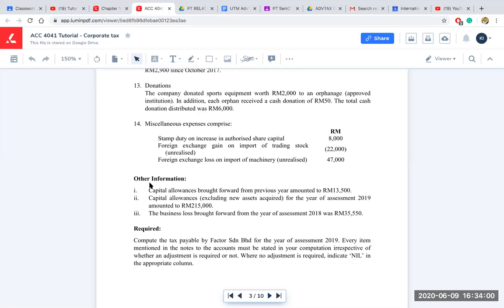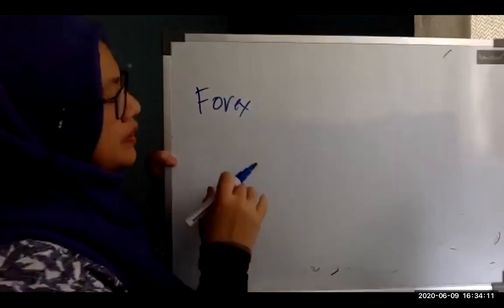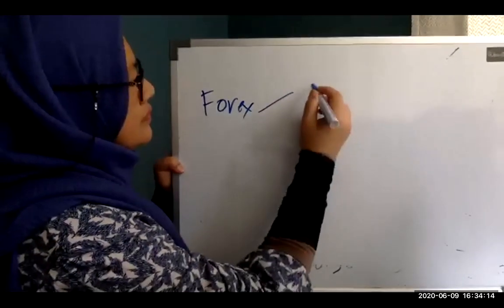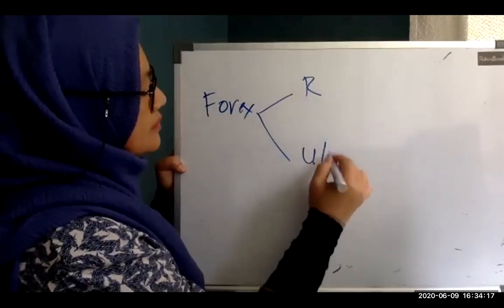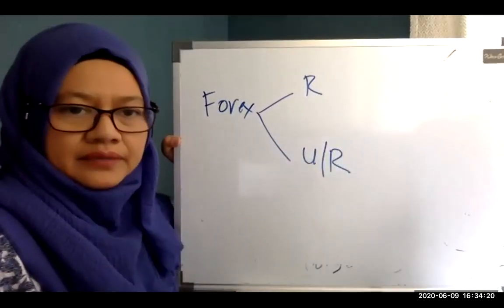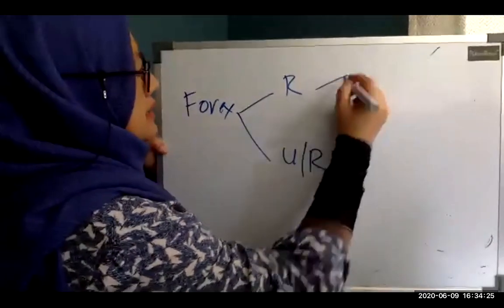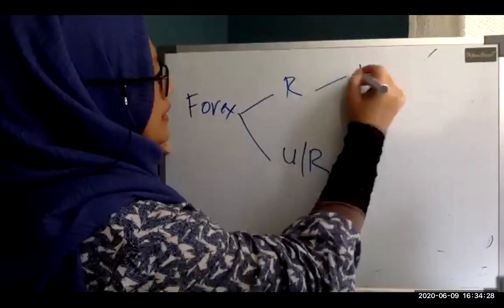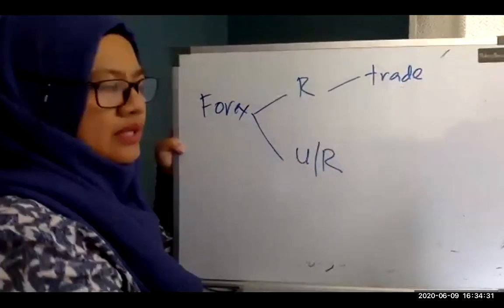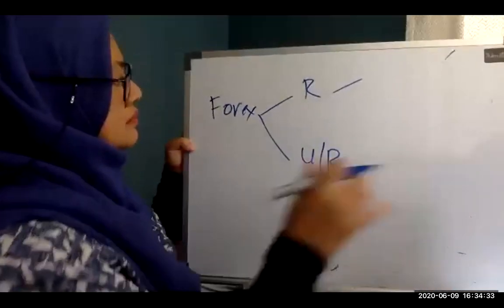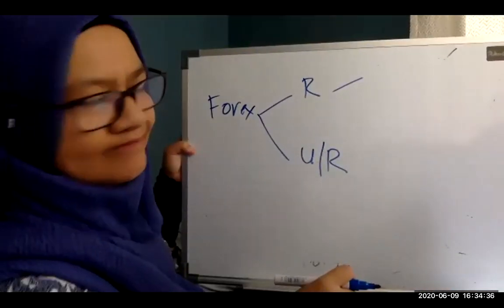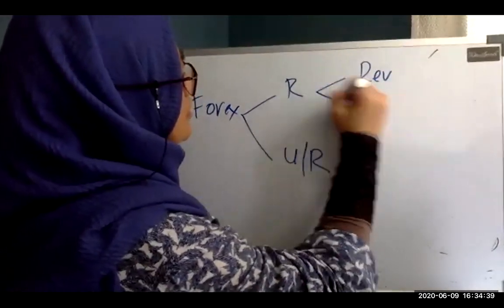Okay, the second one is on forex. Pernah dengar forex? Pernah. Kita belajar foreign exchange. Forex kan, untuk income tax punya adjustment. Forex you tengok macam ni. Realize ke unrealized? First tengok cari perkataan tu, realize ke unrealized. Bila dah tengok realize, okay, trade ke revenue or net? Okay, boleh lah. Revenue or capital expenditure.